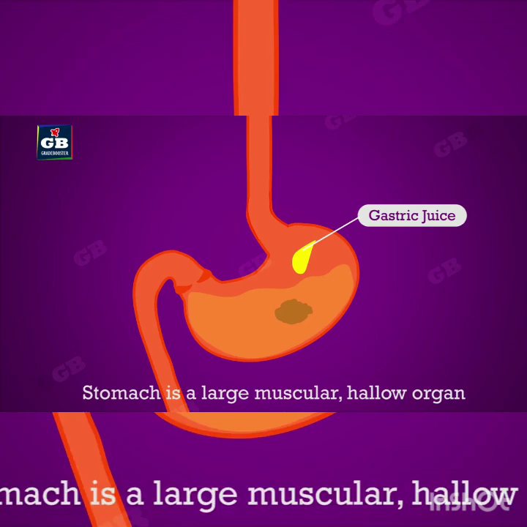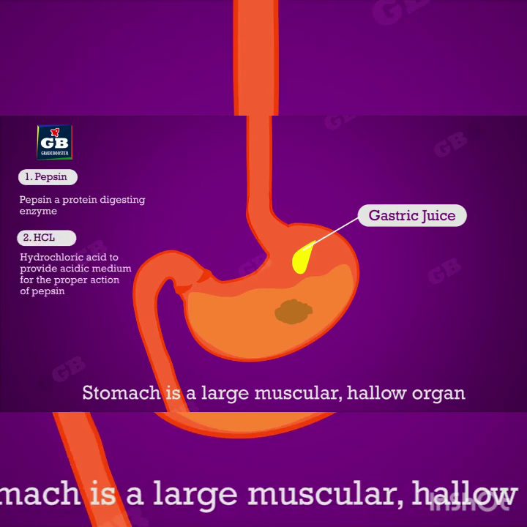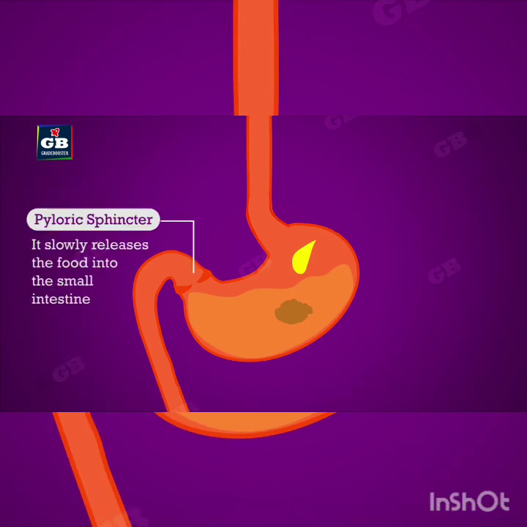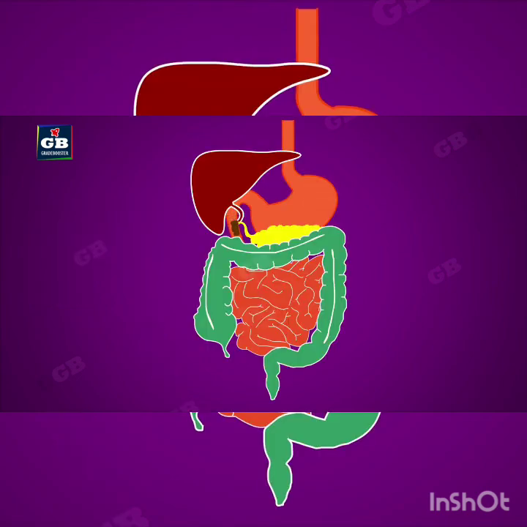These juices include: 1. Pepsin, a protein digesting enzyme. 2. Hydrochloric acid, to provide an acidic medium for the proper action of pepsin. And 3. Mucus, to prevent damage to the stomach wall by the action of HCl. At the end of the stomach, a sphincter muscle slowly releases the food into the small intestine, the longest part of the alimentary canal, which is highly coiled to get accommodated in a small space.